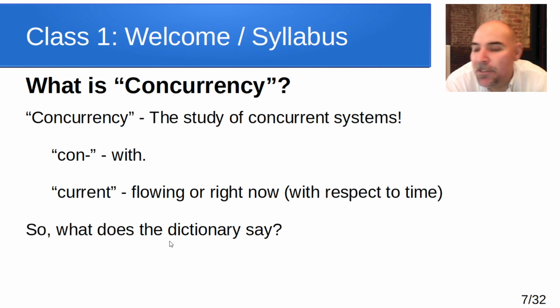So if we break that down into the parts of the word, con, in this case not being like a con artist or con man, con here meaning like with, like chili con carne. That's like chili with meat. So with, con means with.